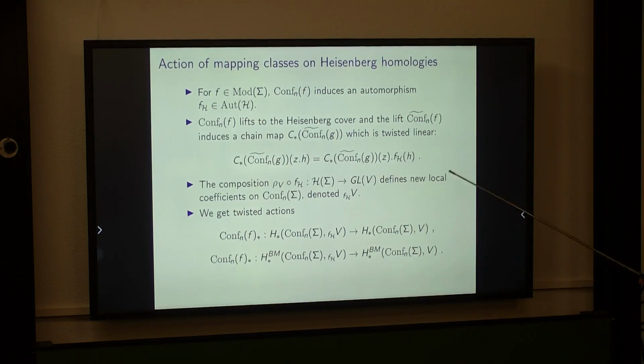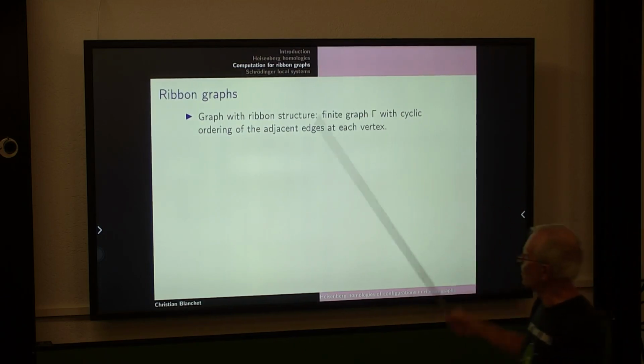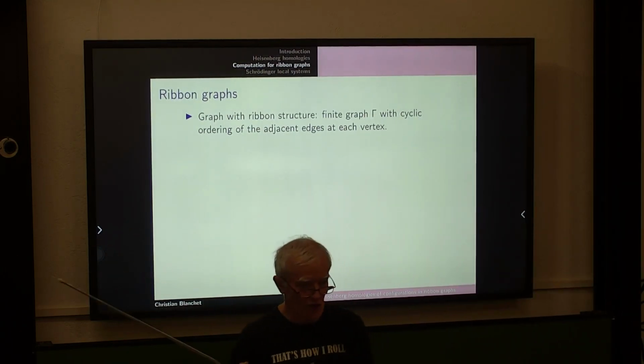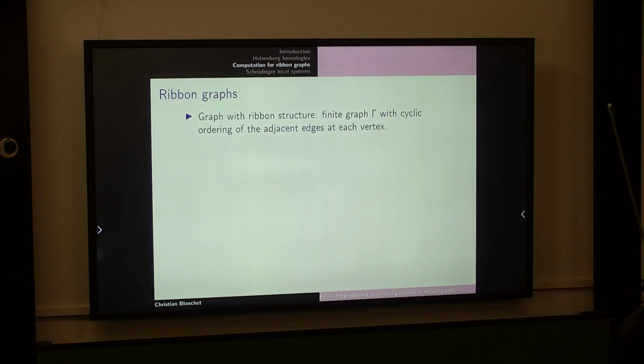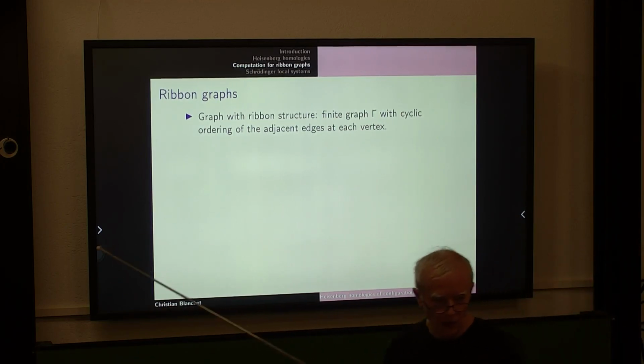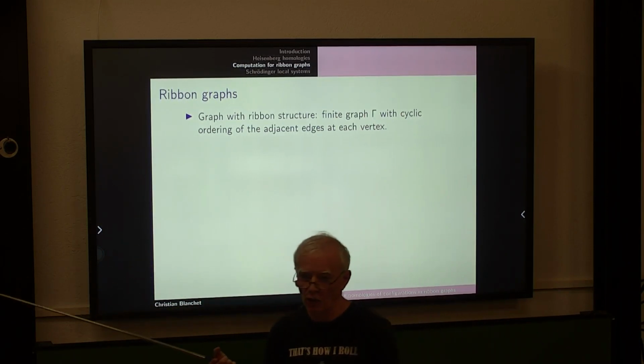So we have, in a twisted sense, in all cases, the action of mapping classes on this homology. So this was a quick setup about Heisenberg homologies and, in the general case, the action of mapping classes. So now we switch to ribbon graphs. Is it clear, this general picture about the construction of homologies using the Heisenberg curve and the corresponding local system? All these homologies I will call Heisenberg homologies.